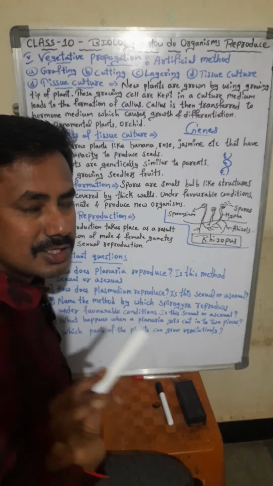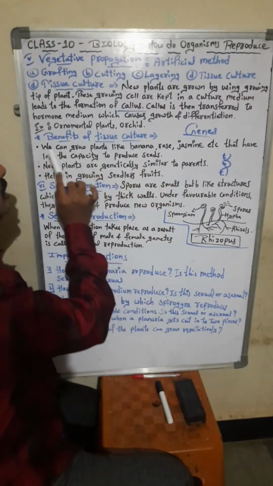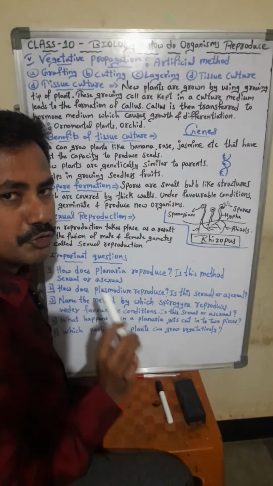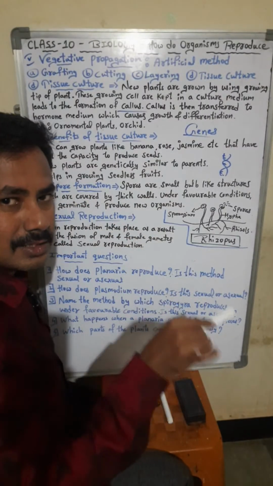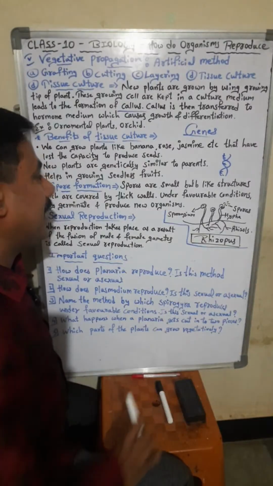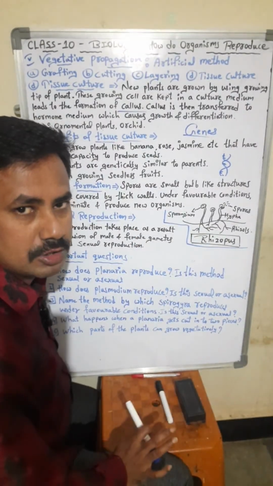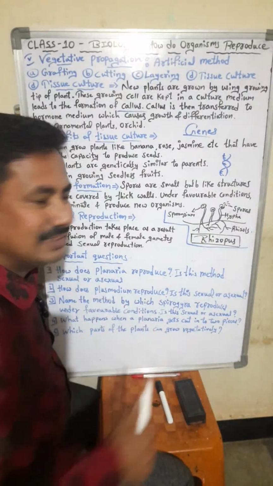What are the benefits of tissue culture? We can grow plants like banana, rose, jasmine that have lost the capacity to produce seeds. The second one is that the new plants are genetically similar to the parents, and the third one helps in growing what? Seedless fruits. Clear? Easy? Fine?